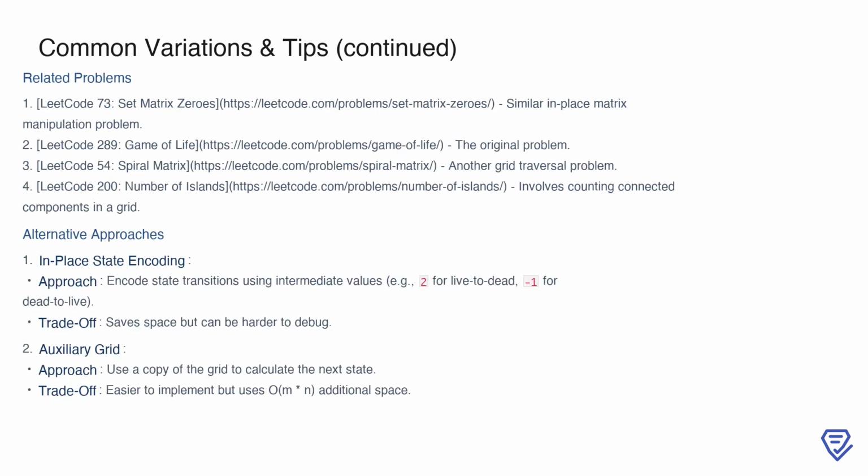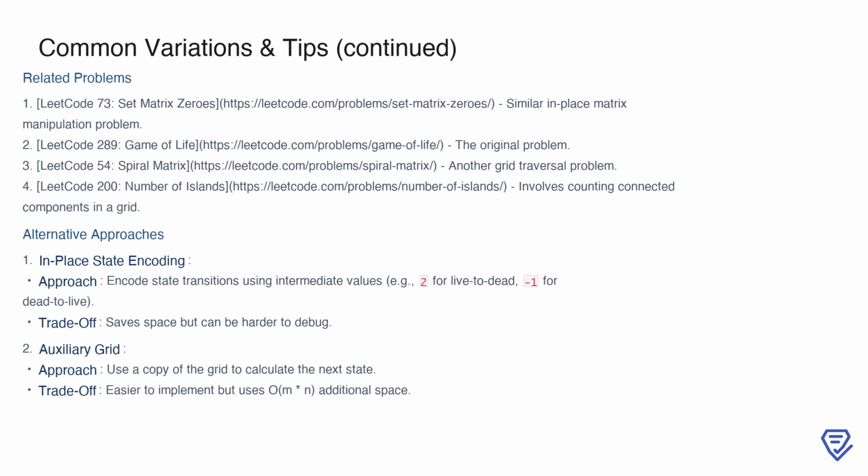The game of life problem has some interesting connections to other problems that you might encounter. For instance, LeetCode 73, set matrix zeros, involves similar in-place matrix manipulation techniques. The original game of life problem itself is, of course, a reference point. Spiral matrix, LeetCode 54, is another grid traversal problem, and LeetCode 200, number of islands, involves counting connected components in a grid, which shares some conceptual similarities.